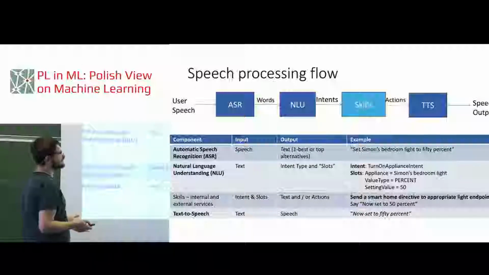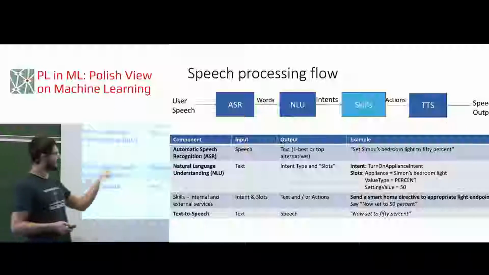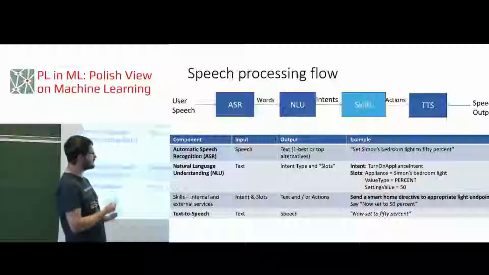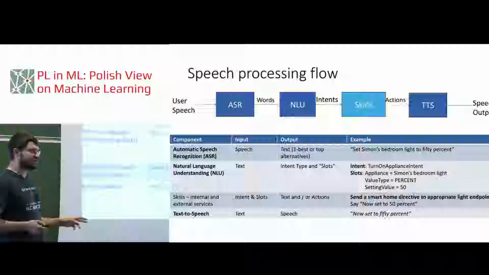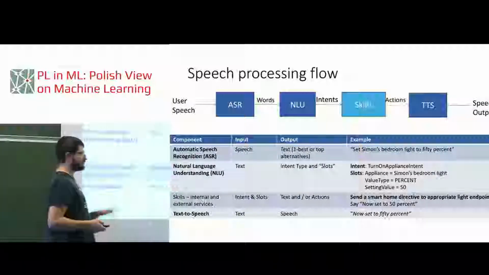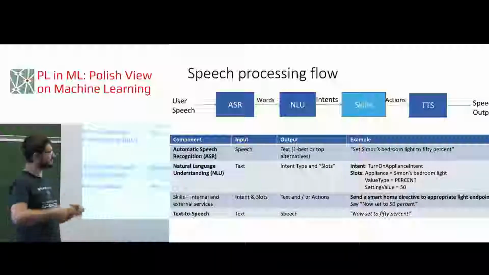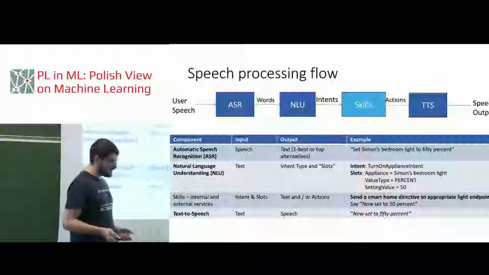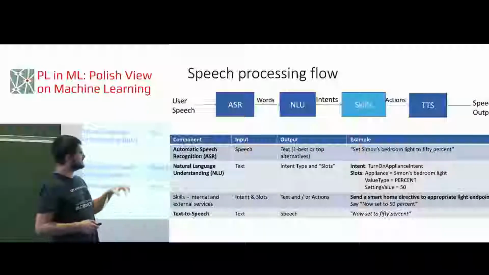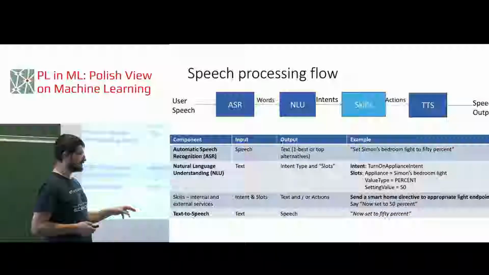So now it becomes a function invocation. We just talk to the skill and say, okay, you have to invoke turn on appliance intent, look up this Simon's bedroom light. There is quite a bit of complexity there in entity resolution. What we talked about is named entity recognition. What the model can do is tag this saying that, oh, this is a name of the appliance, but it doesn't always know that there is an appliance that is named like this.